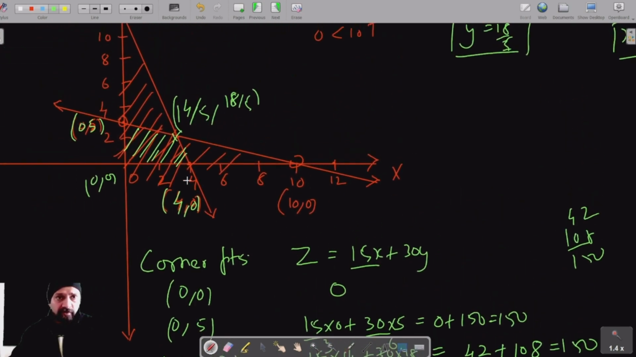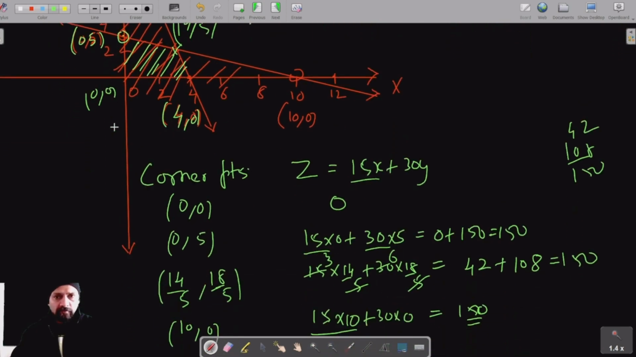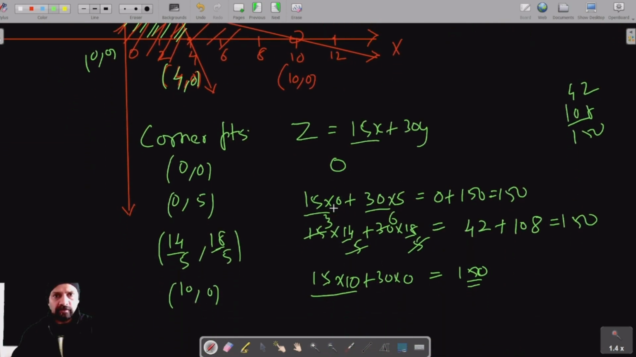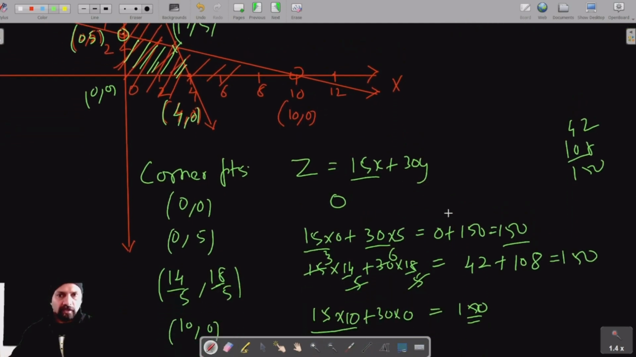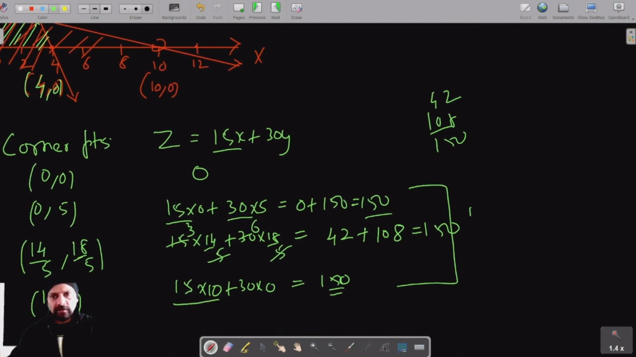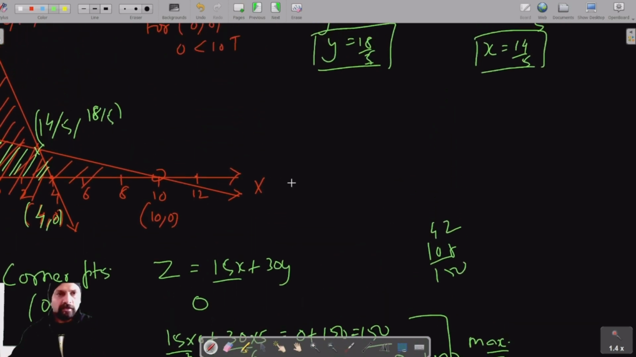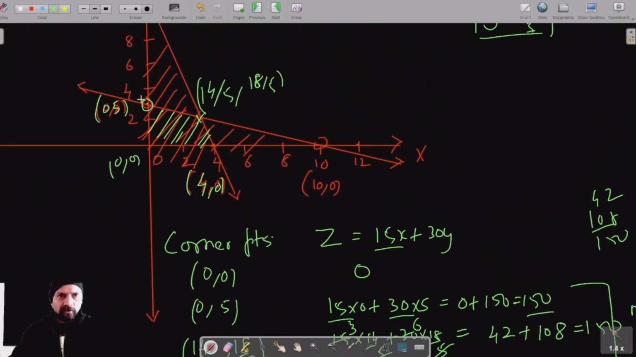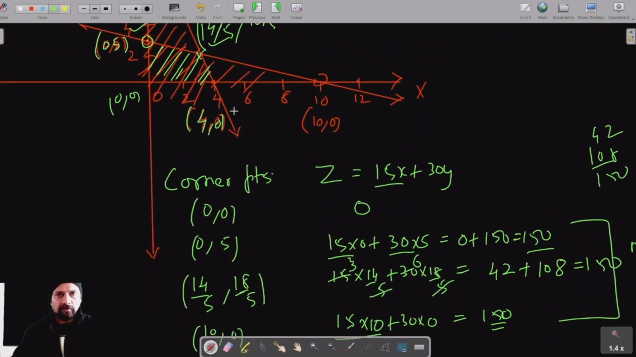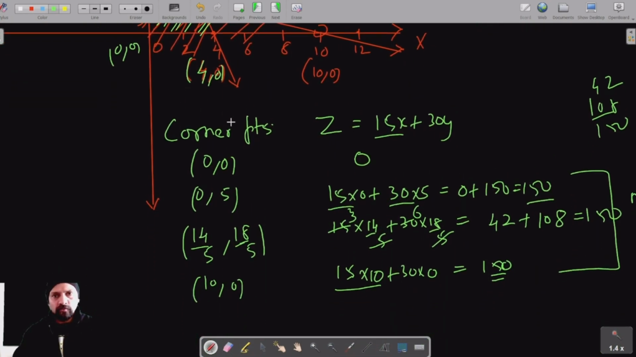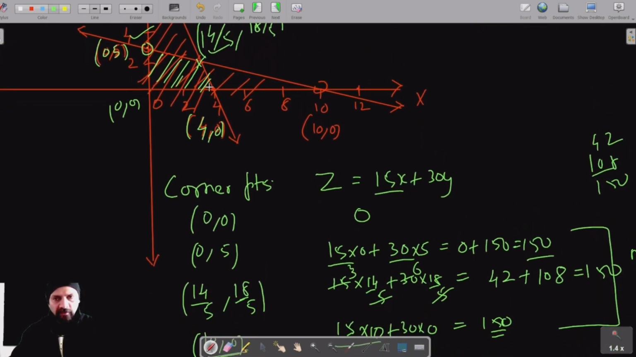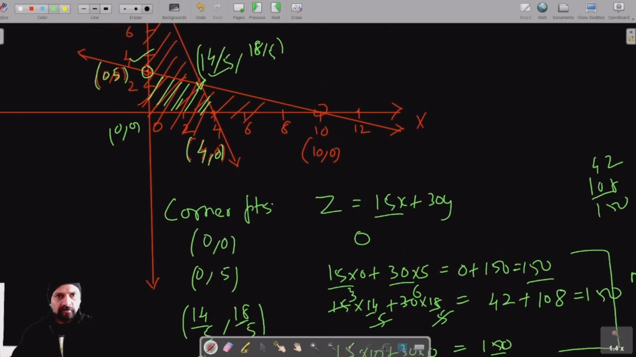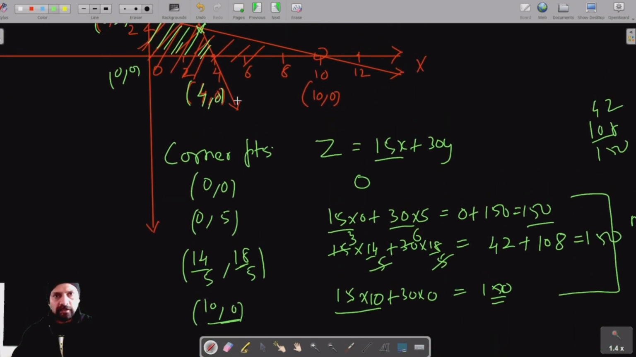Okay, for 0 comma 5, the value is 15 into 0 plus 30 into 5, which is 150. So our function is maximum at these points: at 0 comma 5, at 14 by 5 comma 18 by 5, and 150, that is 10 comma 0. So that means we have an infinite number of points on the line joining 14 comma 5 and 10 comma 0.